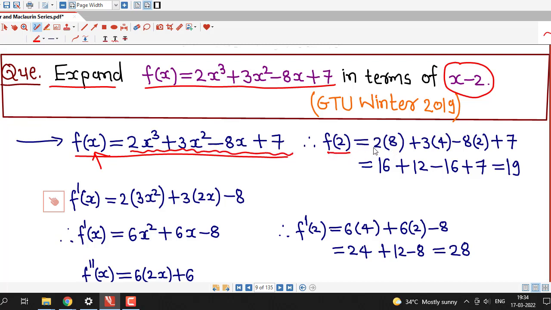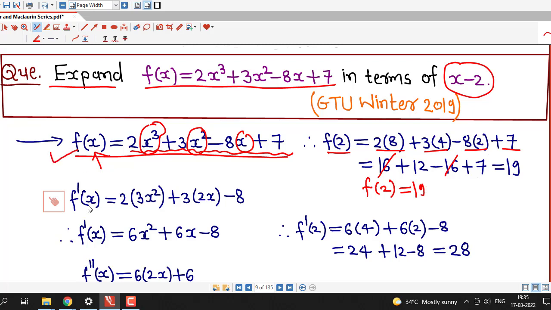Therefore f(2) equals 2 into 2 raised to 3, that is 2 into 8, plus 3 times 2 square, which is 4, minus 8 into x, that is 2, plus 7. So this is 16 plus 12, this is minus 16 plus 7. 16 will cancel out, and we have 12 plus 7, that is 19. The value of the function at x equal to 2 is 19.